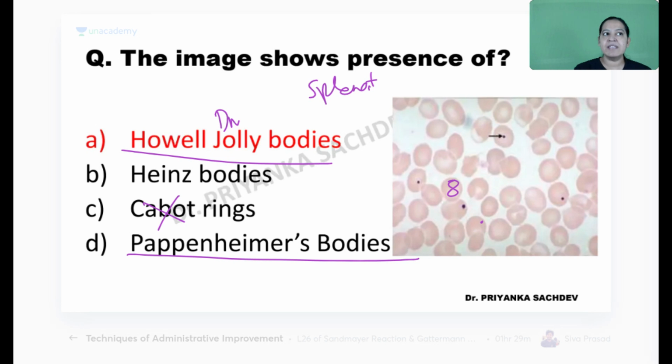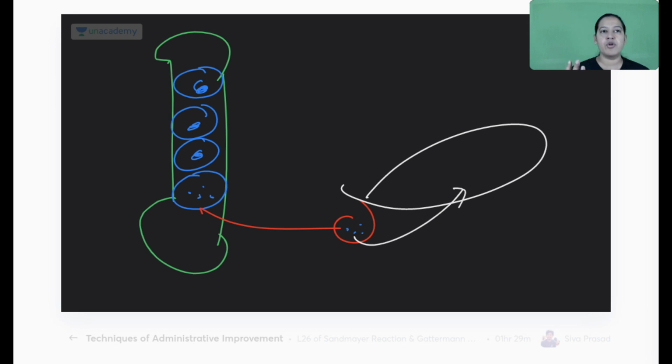These are DNA remnants or nucleus remnants present in RBC, especially seen in patients who undergo splenectomy. Give me a thumbs up. That was about Howell Jolly body.